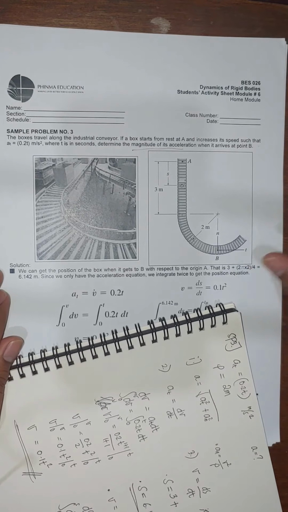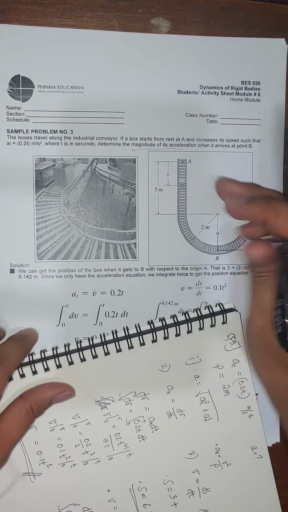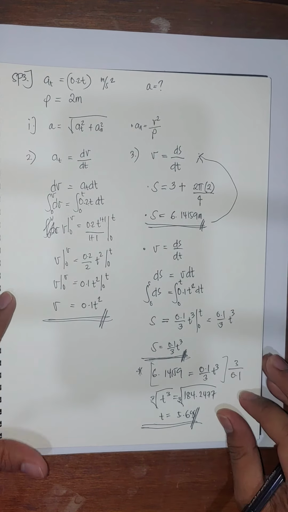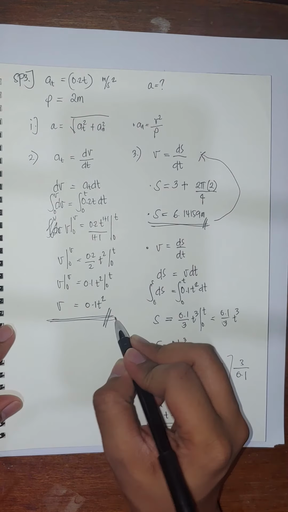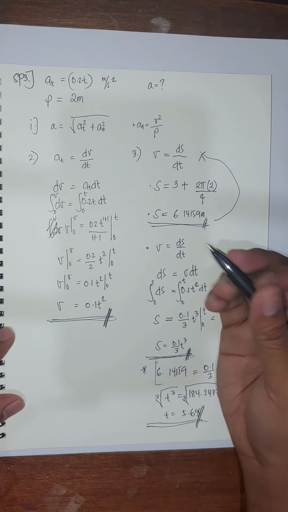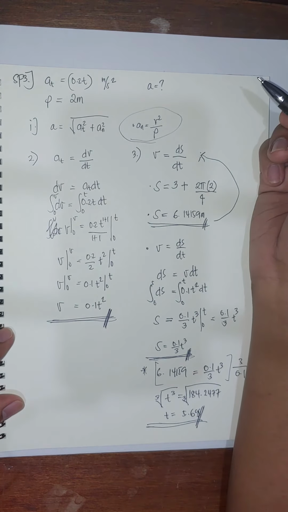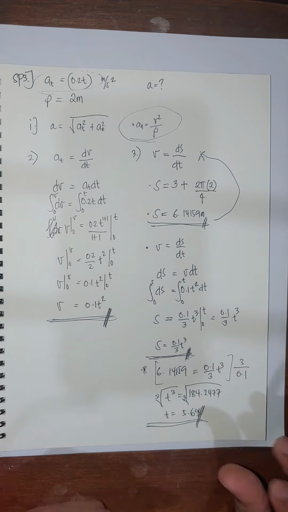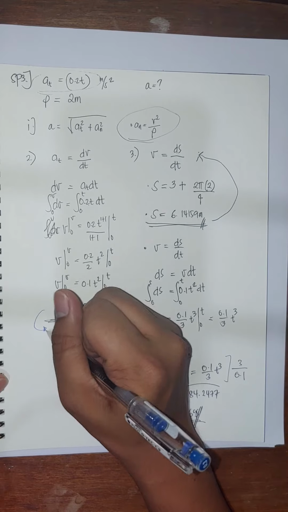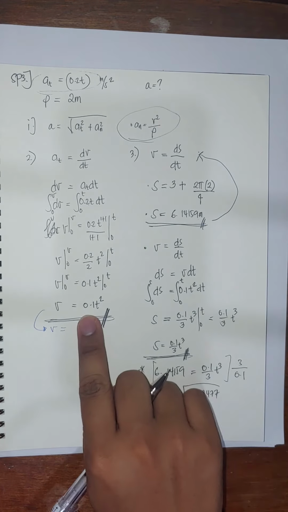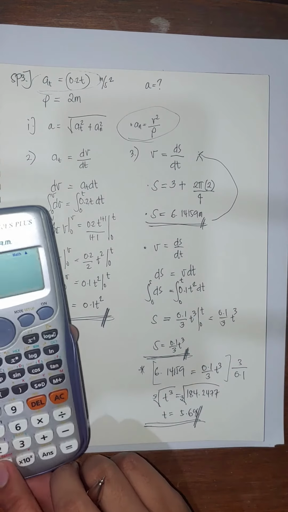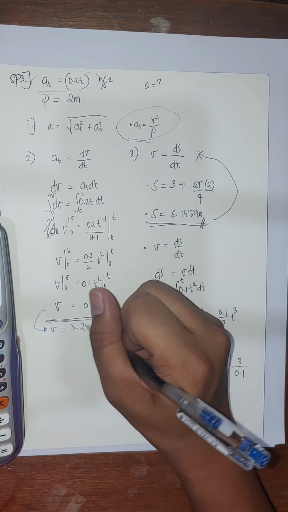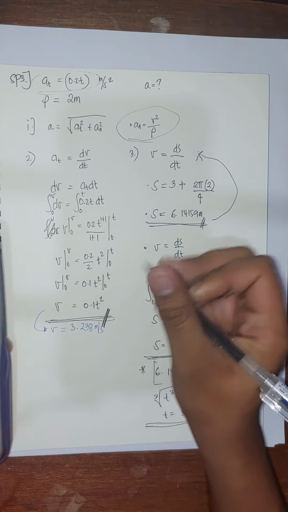Are we done? Not yet. We were asked about the magnitude of its acceleration. Now that we have the time, 5.69 seconds, we can solve for the velocity, the normal acceleration, and the tangential acceleration. Let's start with the velocity. Substituting the value into 0.1 times t squared, 0.1 times 5.69 squared, our velocity is 3.238 meters per second.